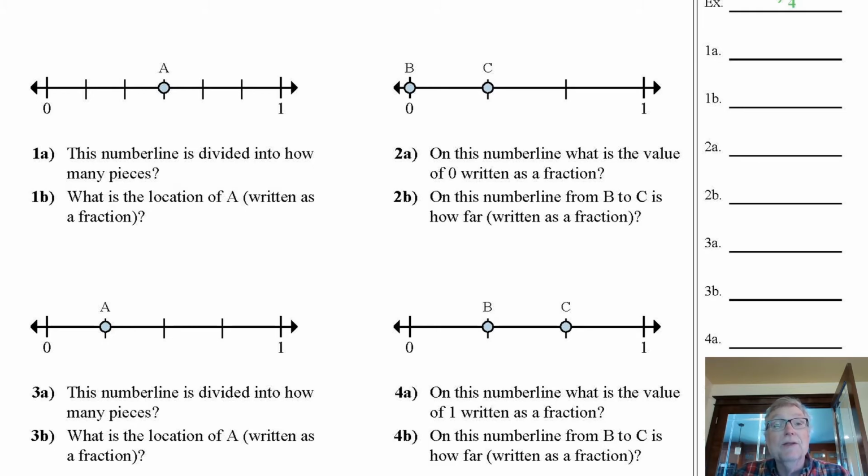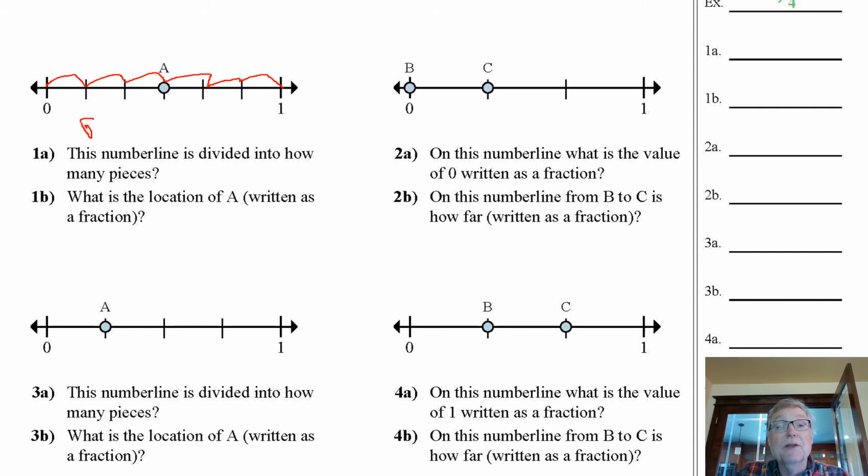So the first thing is that we need to start at 0. Now some of you need to remember this, that we start at the 0 to count. So we're going to count how many hops there are. So let's count. There's 1, 2, 3, 4, 5, 6. So it's divided into 6 equal parts. So I know that my fraction here is going to have a denominator of 6. So our denominator is going to be a 6.